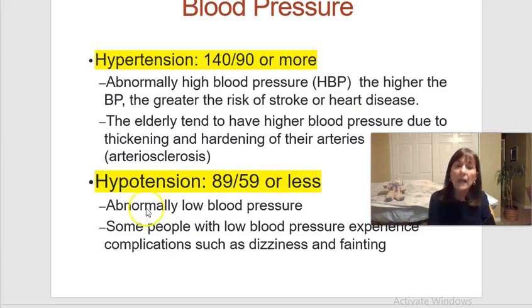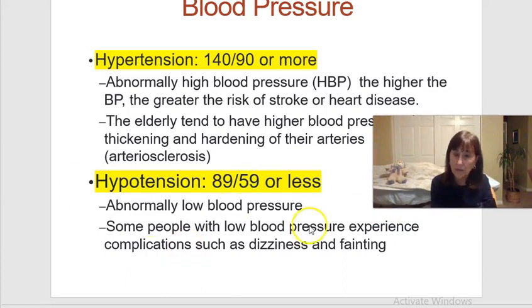And hypotension is below 90, so 89 or below. They say below 60, but for older adults, like I was saying, it could be down in the 50s, and I've had them in the 40s, and they're fine. But if someone's blood pressure is low, they may experience more dizziness and faintness. So be aware of that and always report it. A lot of older people get low blood pressure because they're dehydrated. They just need more fluids in them.